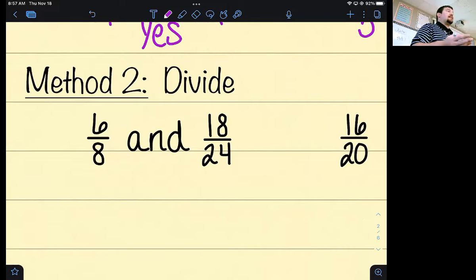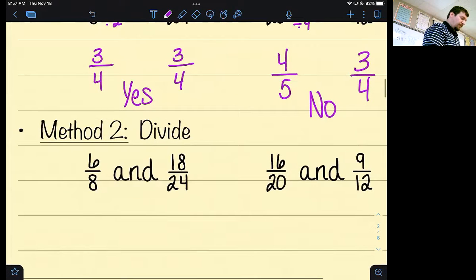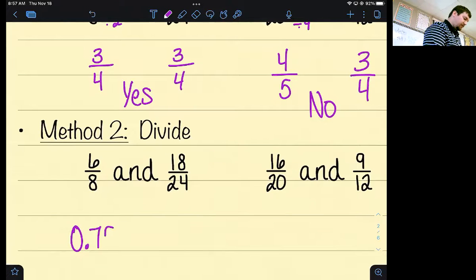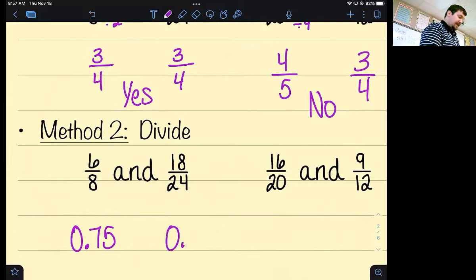Now, if I don't get a decimal and I get something like 5, that's okay. If I divide 25 by 5, I'm going to get 5. So sometimes you get whole numbers. What is 6 divided by 8? .75. Thank you. By the way, that's what 3/4 is equal to. So I know that that's correct. And what is 18 divided by 24? It's the exact same thing.